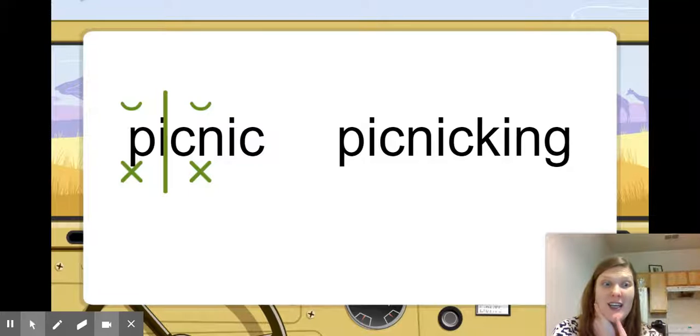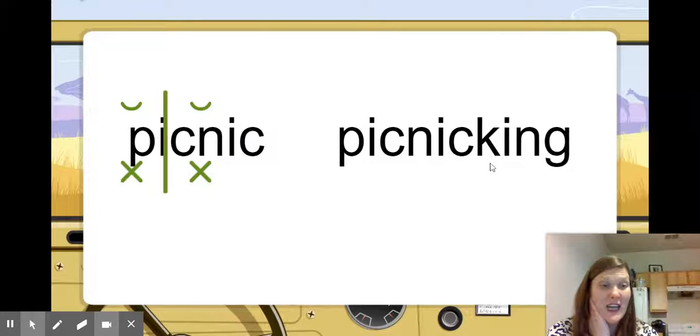What would happen to that k sound? It would be followed by an I, so it would make an s sound. So we need something to protect that C. So we're going to add a K. So when we say we're going to go picnicking today, we have to add that CK.